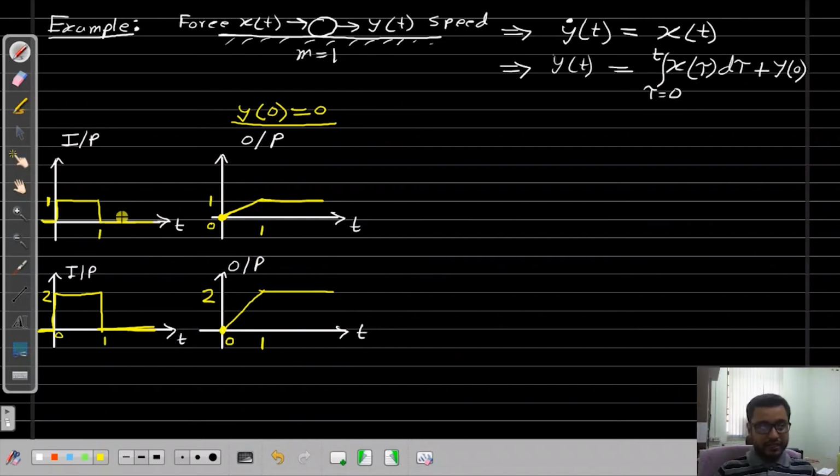Now you observe that if I call this pattern x1(t), then this is 2 times x1(t), and this output, if I call this y1(t), then this is also 2 times y1(t). Here the output is 2, here it is 1, here 0, 0, so it is 2 times. So the system is homogeneous.